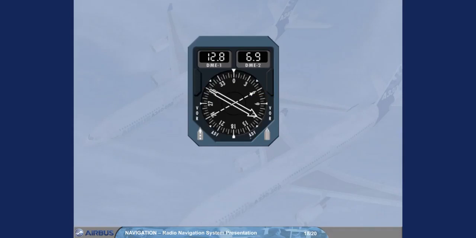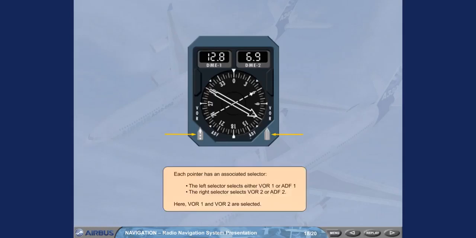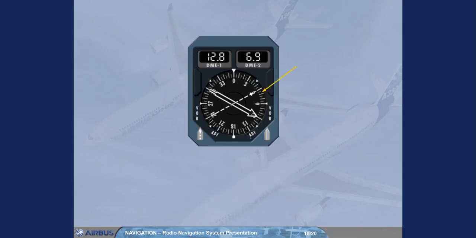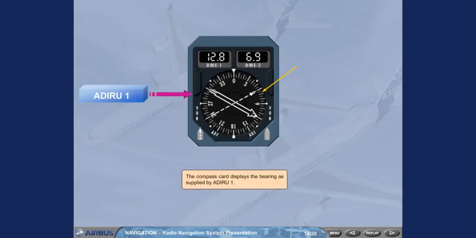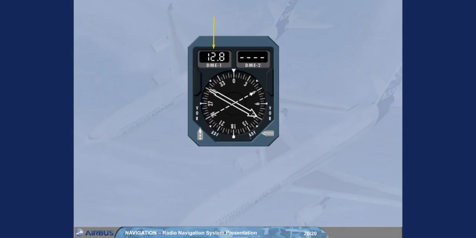Each pointer has an associated selector. The left selector selects either VOR1 or ADF1. The right selector selects VOR2 or ADF2. Here, VOR1 and VOR2 are selected. The compass card displays the bearing as supplied by ADRU1. The counters indicate the DME distance. However, the window will display only dashes if an ADF is selected. Here, ADF2 is selected.